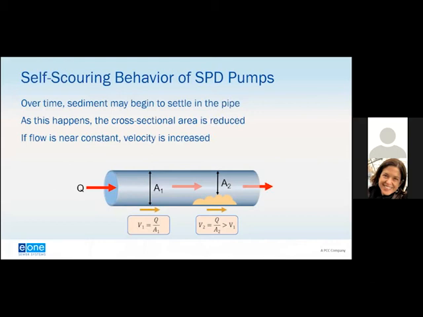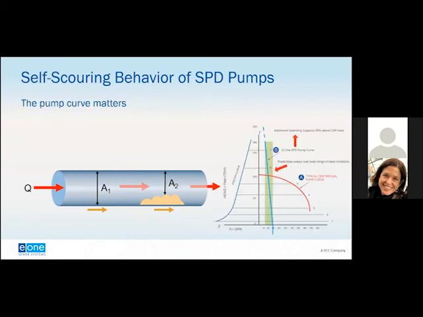And it's not really a concern with semi-positive displacement pumps, because what we see is as you have settlement within the pipe, the cross-sectional area is reduced. If the flow is near constant, you have this reduction in area. If the flow Q remains constant, you're going to see an increased velocity in the pipe. That increased velocity is going to equate to increased friction losses. And that's why, again, the pump curve matters. As these obstructions create resistance within the pipeline, you have a smaller diameter where the flow is moving, so that's going to increase friction losses.